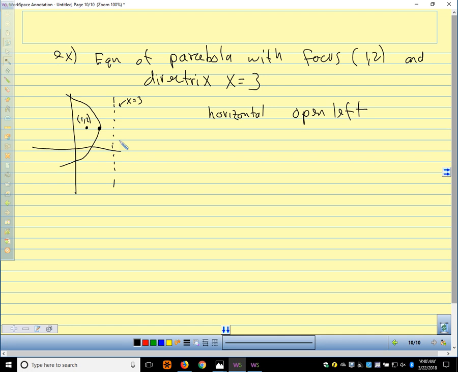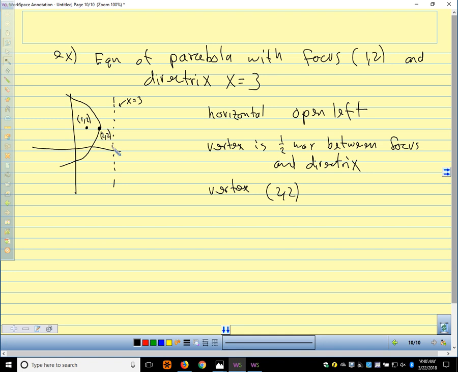Well, what do you know about the vertex in relation to the focus and the directrix? Same distance. It's in the middle, right? It's halfway between the focus and the directrix. So what's halfway between x equals 1 and x equals 3? We know the y-coordinate has to be 2 because the axis has to go through those. So what's halfway between 1 and 3? 2. So the vertex is at the point 2, 2. There's my vertex at 2, 2.